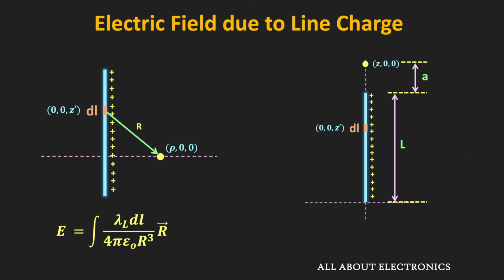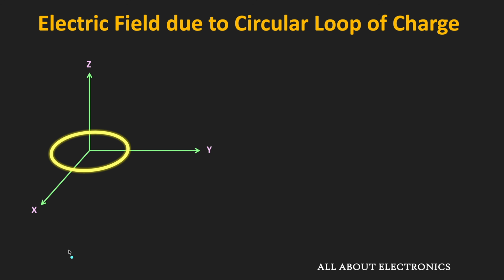And then, we have also seen how to find the expression of the electric field intensity whenever the observation point is along the same axis of the line charge. So similarly, in this video, let us see when the same line charge is given in the form of a circular loop, then in that case, how to find the electric field intensity at the specific location.